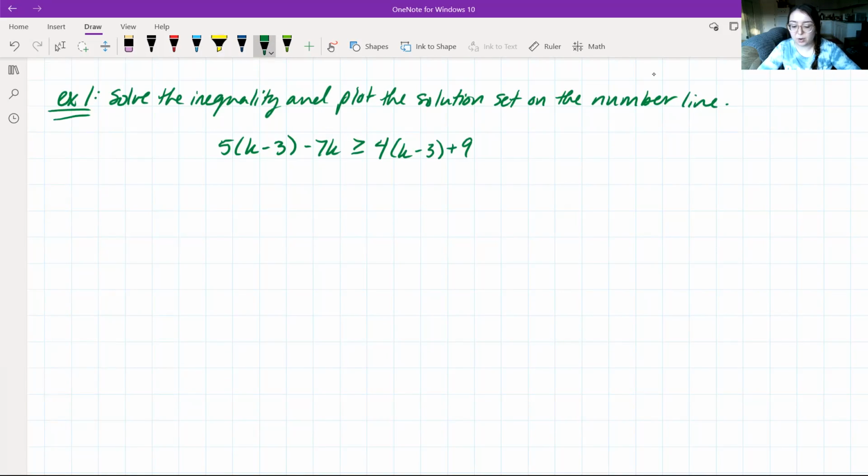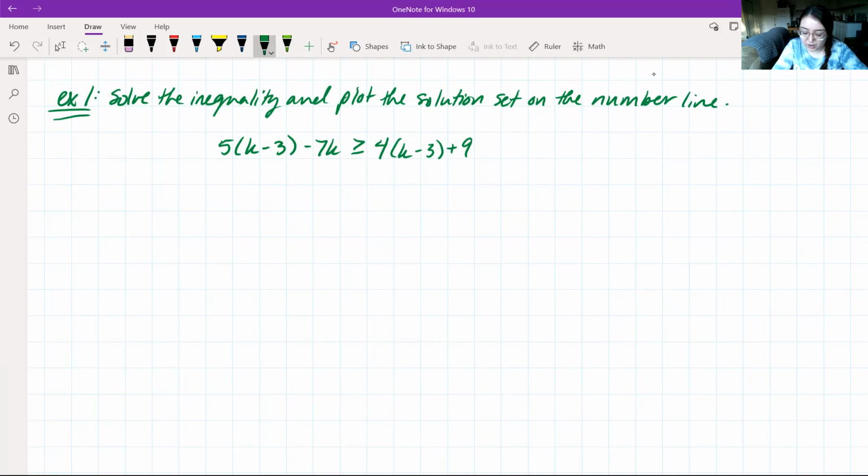We want to solve the inequality and plot the solution set on a number line. So at the very end, we have our number line and we're just going to fill it in with whatever our solution is going to be. We have the inequality 5 times k minus 3 minus 7k is greater than or equal to 4 times k minus 3 plus 9. So we want to solve this the way we would solve any other problem. We just now have a different inequality sign as opposed to an equality sign. So we're going to go ahead and clear out our parentheses.